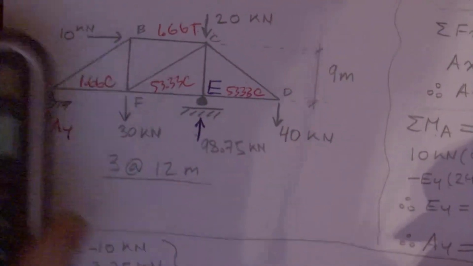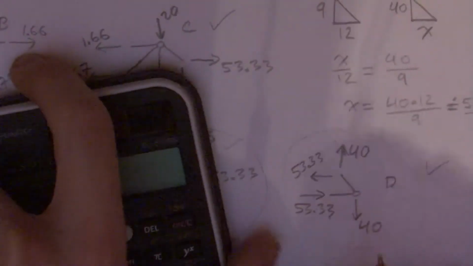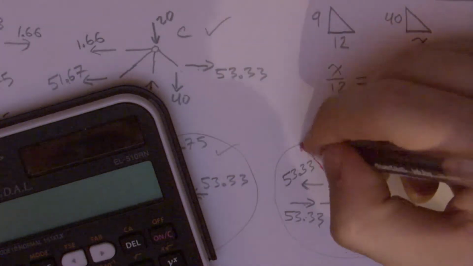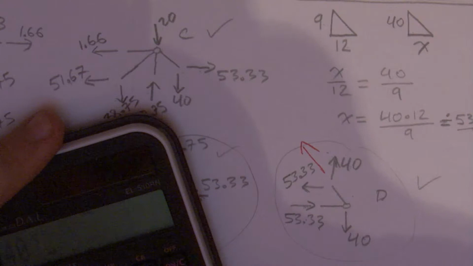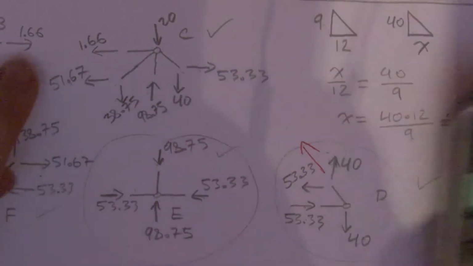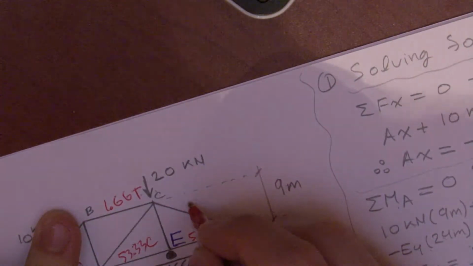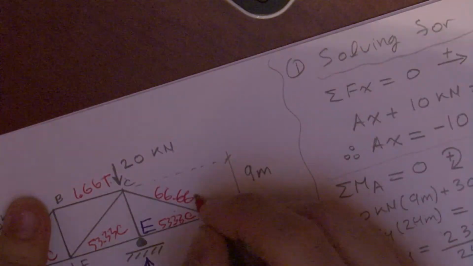Now we have to do a little Pythagorean theorem right here to find out the force that's going like that. So we have to do 40 to the power of 2 plus 53.33 to the power of 2. Now mind you, this is rounded, so it's not going to be accurate, but that's fine. So that's about 66.66, and that is pulling away, so that is tension.